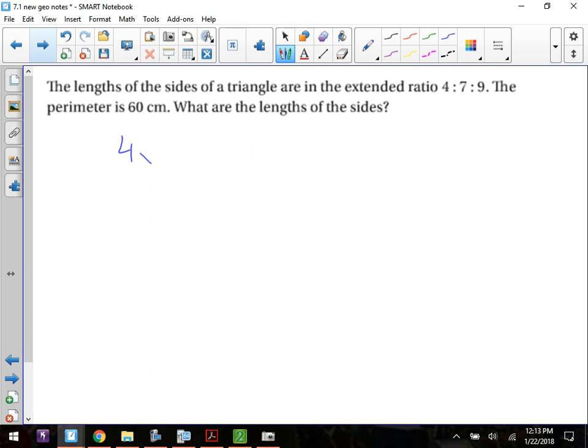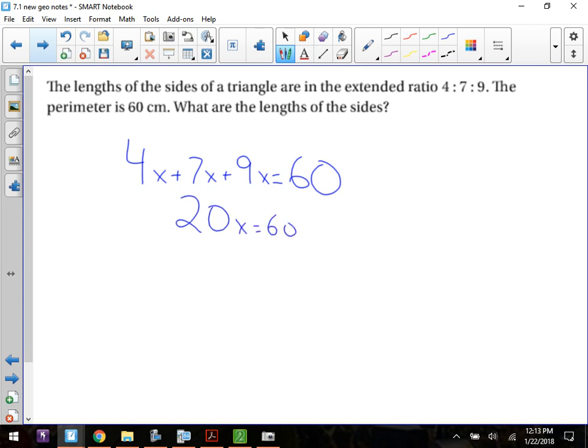So let's see, 4x. Let's see, 4, 7, and 9 is 20. So is that going to be 3 or 30? It's a joke. And then it gives you sides then of 12, 21, and 27. Did a joke and you weren't listening. I know, it's okay. I said, was that 3 or 30?